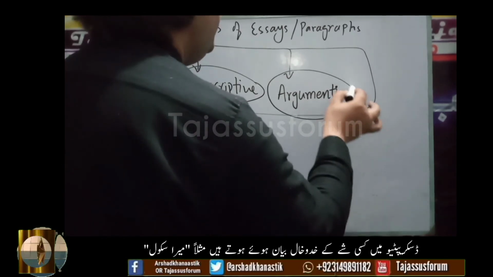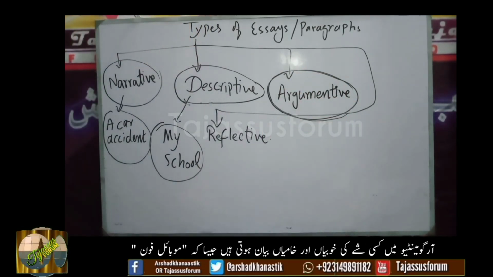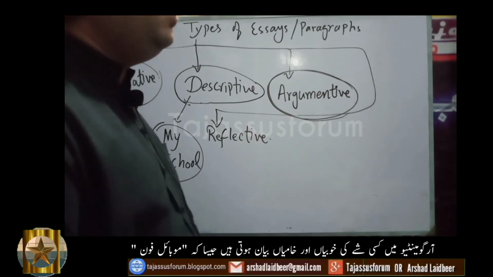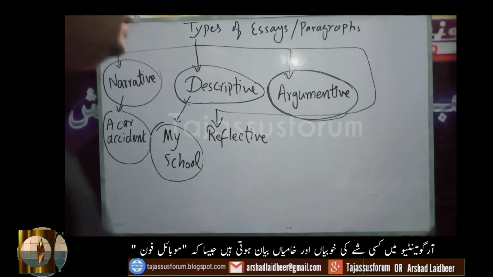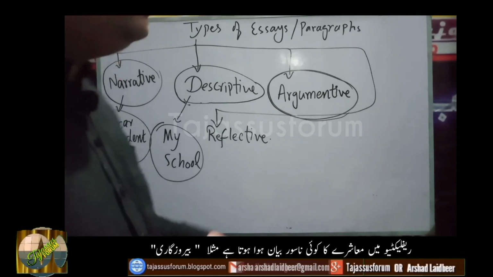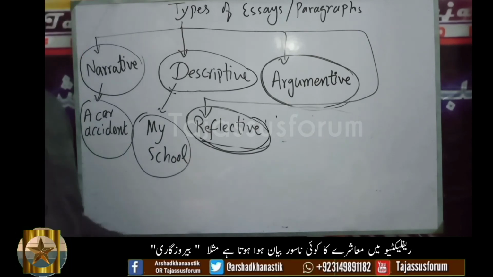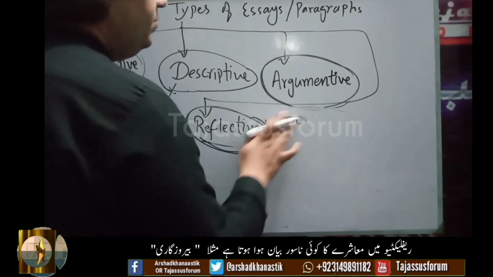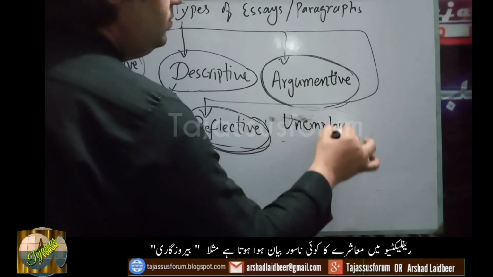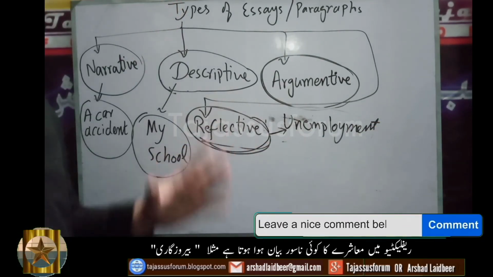An argumentative essay or argumentative paragraph consists of argumentation, the merits and demerits of something. For example, if we write an essay about the mobile phone, and in that essay we are going to discuss the merits and demerits of a mobile phone, that would be an argumentative essay. And a reflective essay or paragraph is the one which expresses a social evil. For example, if I'm going to write about unemployment, now this may be a topic of a reflective essay.